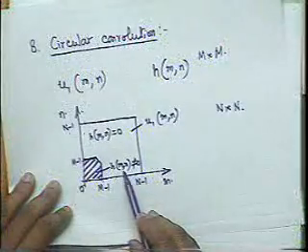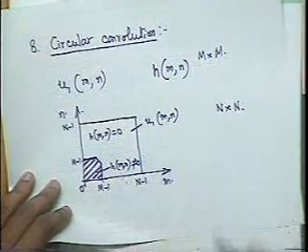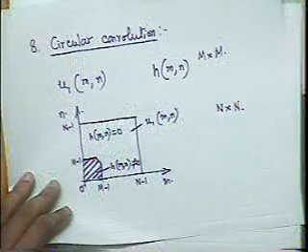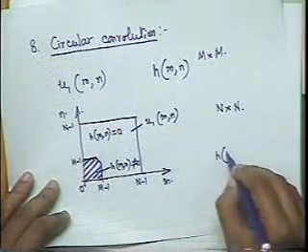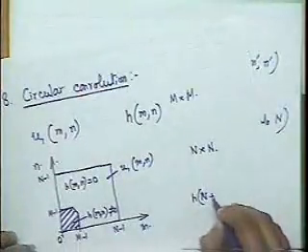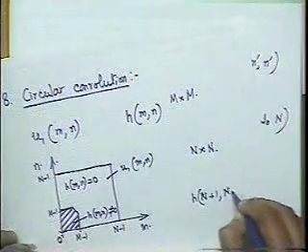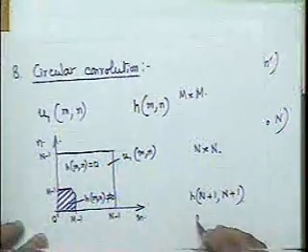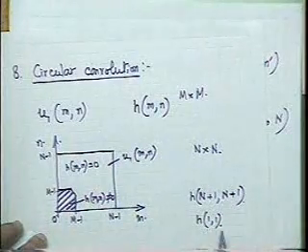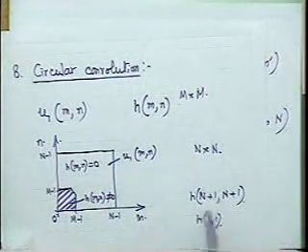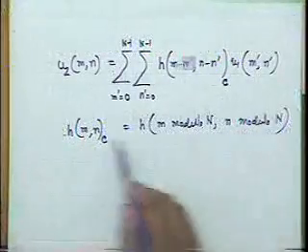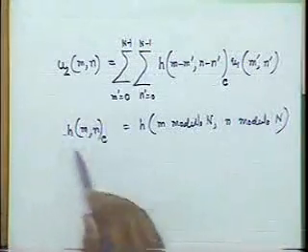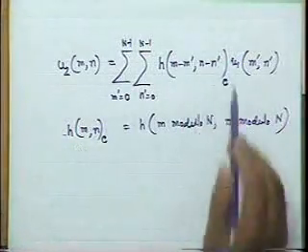That means if I consider the sample H of N plus 1, then really speaking I am considering the pixel H 1 1, because it is modulo N. So H of m modulo N comma n modulo N is defined as the circular function. So H is now a circular function, but what is interesting to note is that the indices I have just changed from m to m prime n prime.